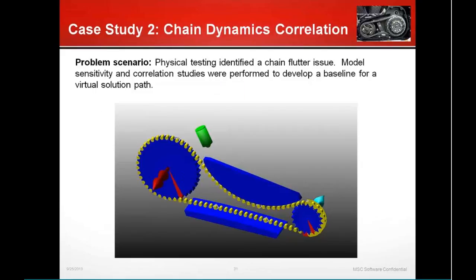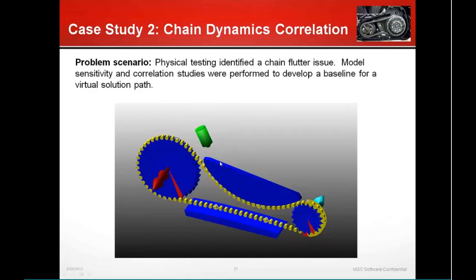And the second case study is a chain dynamic correlation case study. This case study comes from a customer who is a supplier to a major auto OEM. They were building chain tensioners for the chain system used in the vehicle. In this case, the problem is that when they performed the physical test on their tensioner and chain system, they identified a chain flutter issue around here.